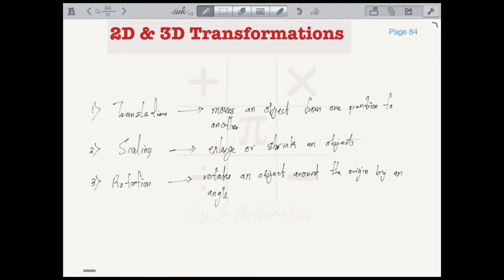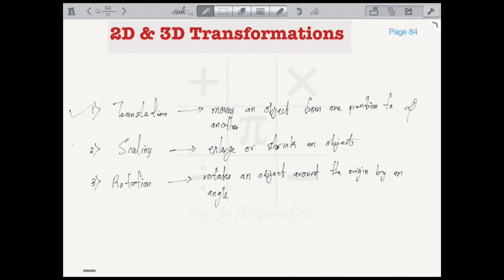We have learned how to use matrices to solve simultaneous equations for both 2 unknowns and 3 unknowns. Now let's look at how we can apply matrices for 2-dimensional and 3-dimensional transformations. Now there are 3 forms to this. The first is translation, and translation moves an object from one position to another.